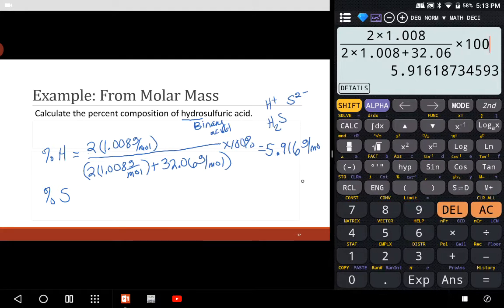Percent. The grams per mole cancels out. Grams per mole divided by grams per mole is just nothing. Okay. Now for sulfur, 32.06 grams per mole. And one disadvantage of not actually calculating the denominator from above is that I have to re-enter the whole thing again.